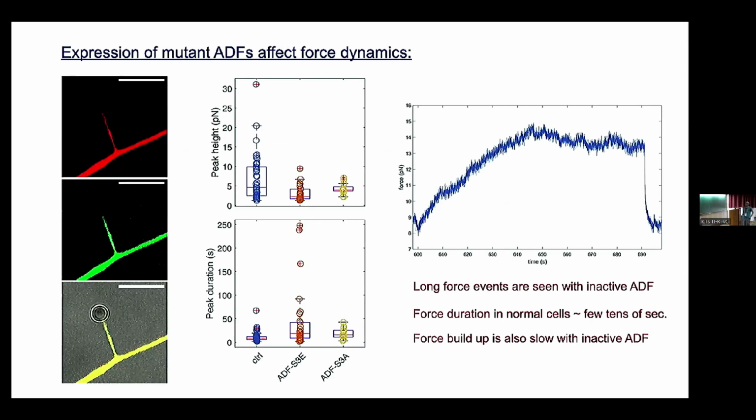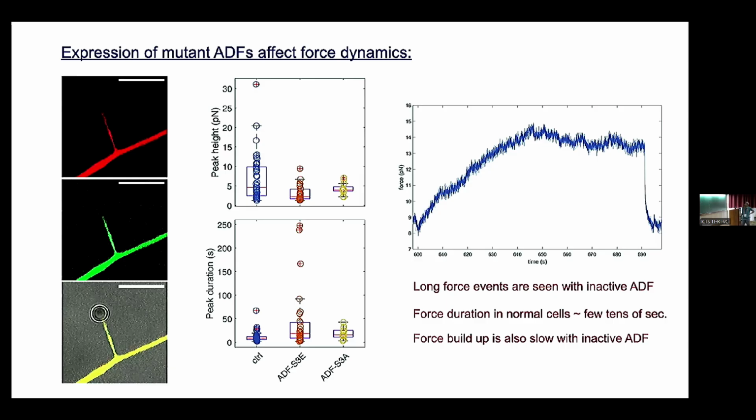So we imaged ADF inside these cells, and I think red is actin and green is ADF. But what you see here is that as actin polymerizes inside the tube, you also see ADF going inside, and these two are correlated. The intensity fluctuation of actin is correlated with the intensity fluctuations in ADF.